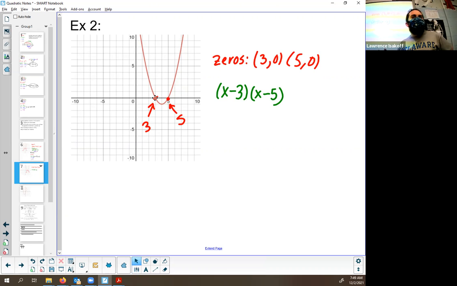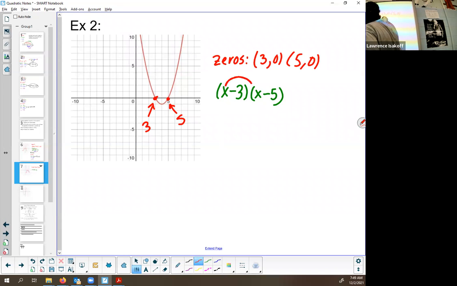Now it's a matter of following FOIL. So again, first, outer, inner, last. That's all I'm doing here. Start with F. So first would be X times X, the first thing in each parentheses. So X times X, X squared. Whenever you have X times X, it's always X squared. So a lot of times your first is going to have X squared in it.